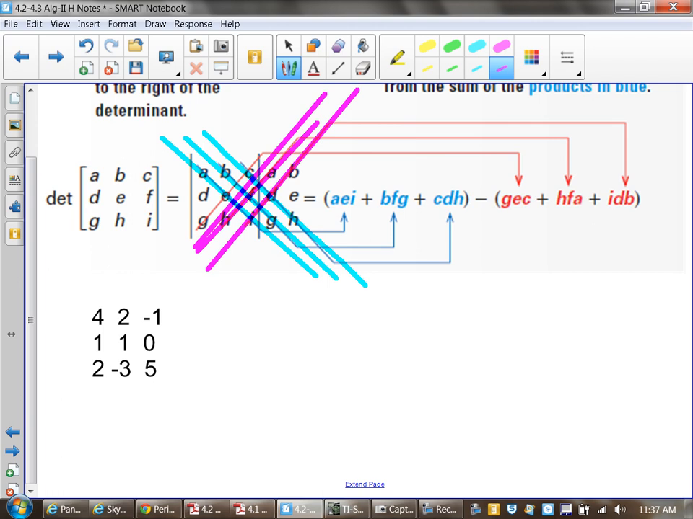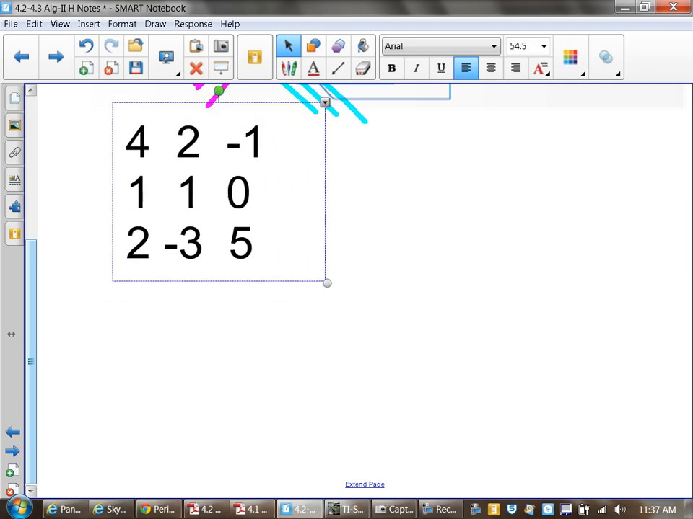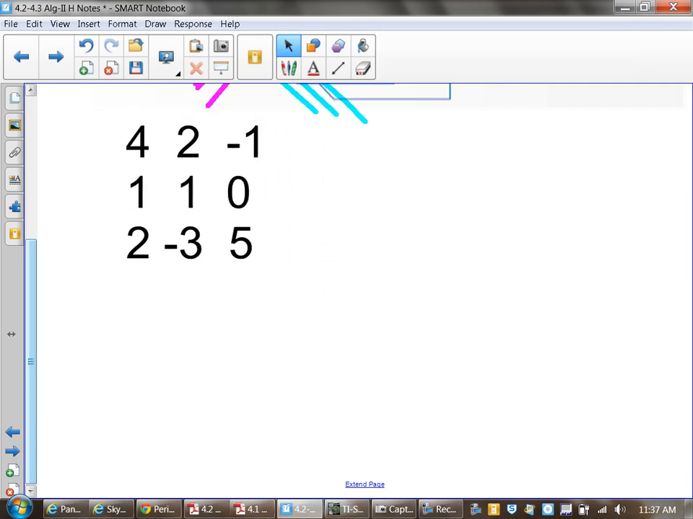Here comes the tricky part. When you are working with a 3x3 square matrix, let's use this as our example. Let me put my uprights. I'm going to find the determinant of this matrix. Remember, we're only going to be solving for determinants of matrices that are square. 3x3, 2x2s. I don't know if we're going to do a 4x4 by hand.